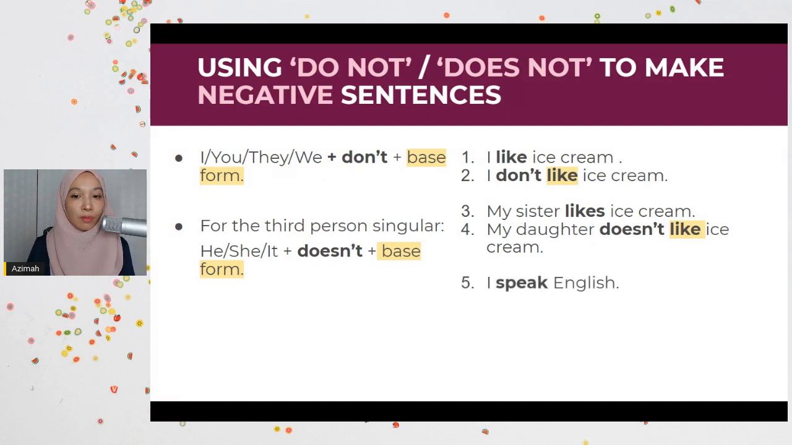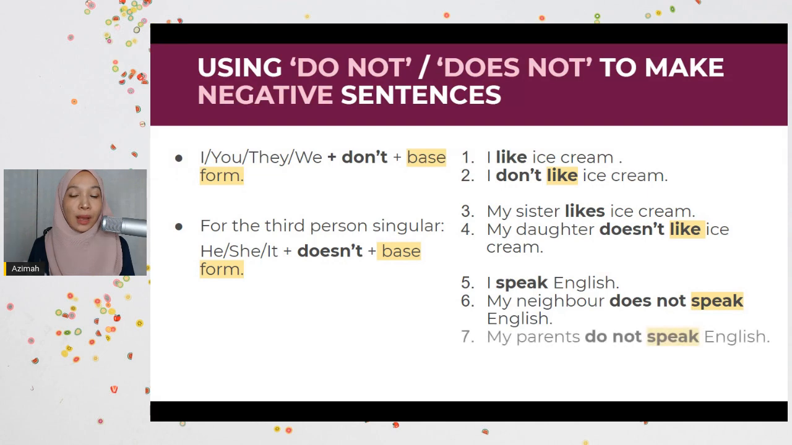I'll give you some more examples. I speak English. My neighbor does not speak English. Not my neighbor does not speaking English. My parents do not speak English. So these are just examples of how you would turn the main verb. You'd use the base form of the verb. Is that clear? Okay.